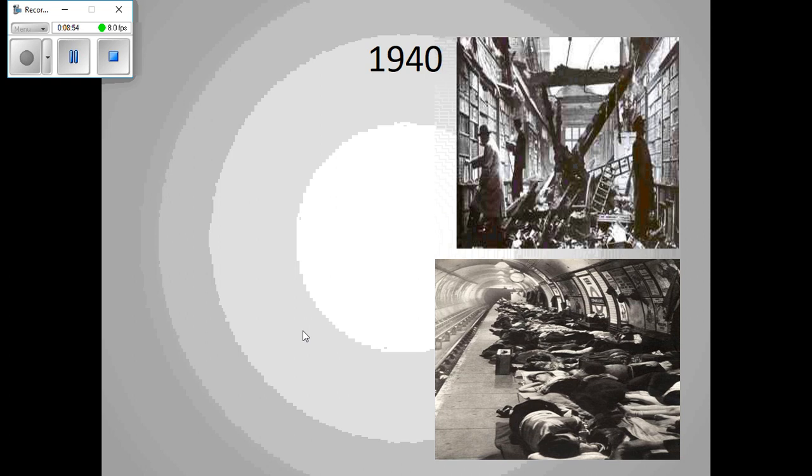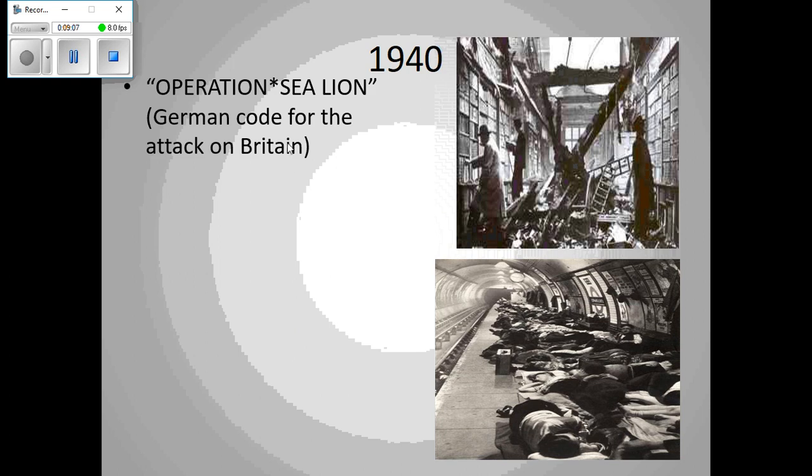All right, now, the next thing Hitler eyes up is Great Britain. We're going to attack Great Britain. But the thing is, Great Britain's got this big, powerful navy, so it isn't like they can invade. So Hitler comes up with this plan.